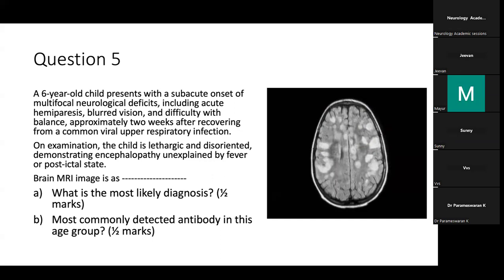The image shown is the brain MRI done of the patient. Questions are: what is the most likely diagnosis and most commonly detected antibody in this age group for this presentation?